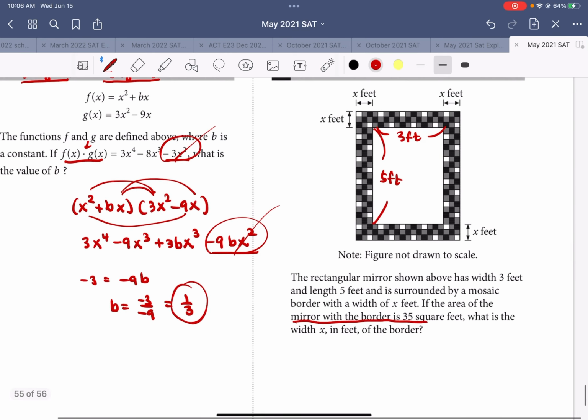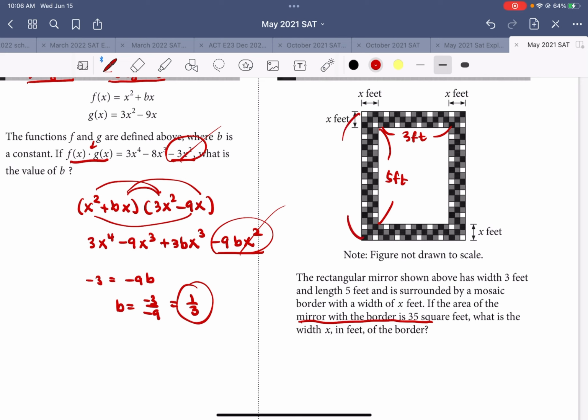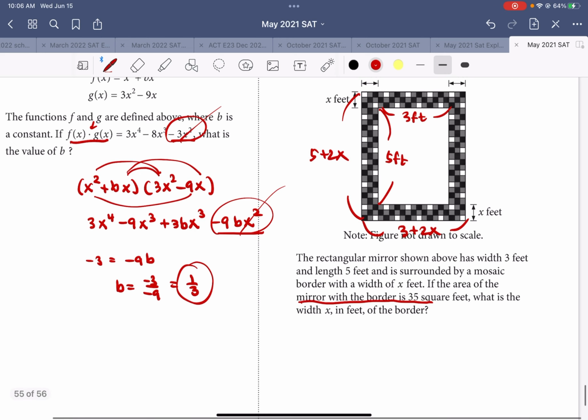Okay, so you can set up. So this one, if you think about it, 5 is here, but x, right? So then you can say 5 plus 2x this side. And similarly, this is a 3, but you add x and x, okay? So then you get 3 plus 2x here. So the area of the rectangle, 5 plus 2x times 3 plus 2x, is 35 with the border. So we need to solve for x from here.